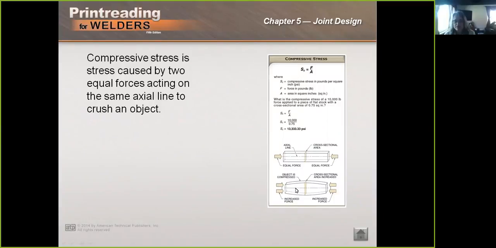Your object is compressed and it gets fatter. Because think about your favorite chewing gum or candy, or the little square toffee things, or even a soft eraser. When you squeeze it, or a hacky sack works great for this too, when you squeeze it, it gets fatter. So our area increases as our force increases.